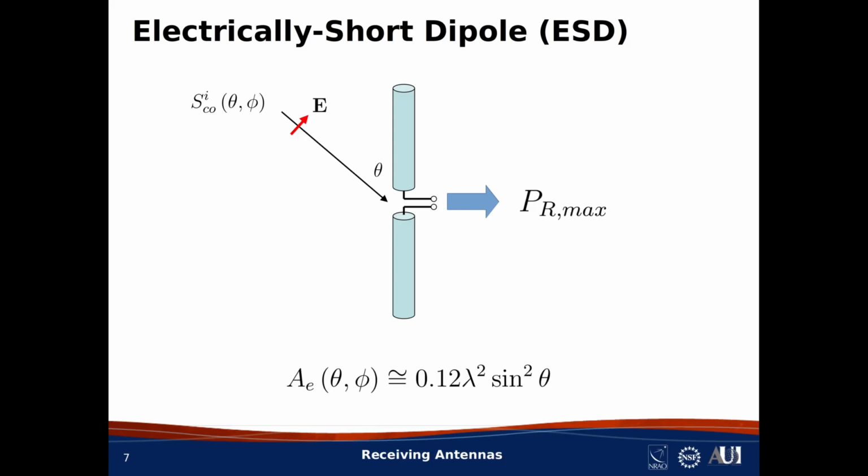Hey, there's one other thing you should know about this result. Even though effective aperture, A sub E, has units of area, effective aperture is not physical area. The physical area of this dipole is essentially 0, yet the effective aperture is very different from 0. Now, this will get more complicated later in this presentation, but for now, just know this. Effective aperture of antennas is not necessarily related to physical area.